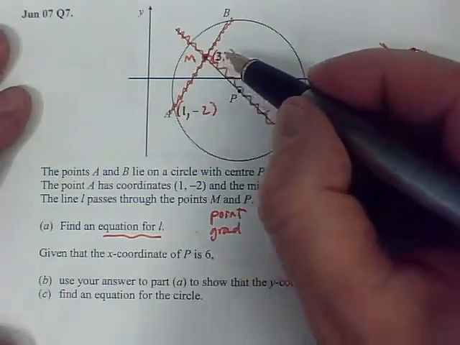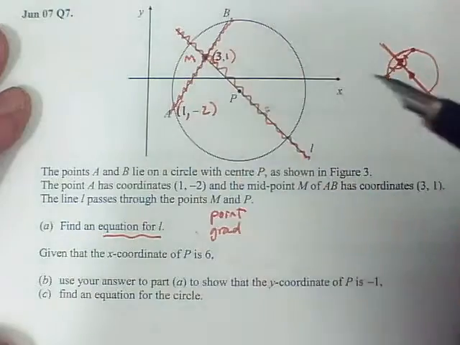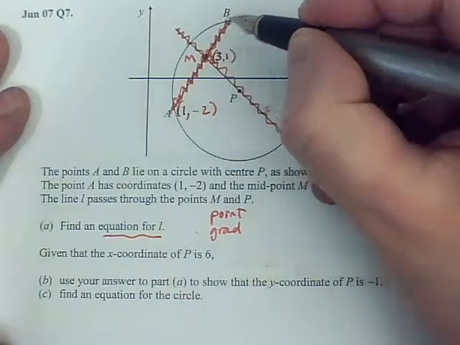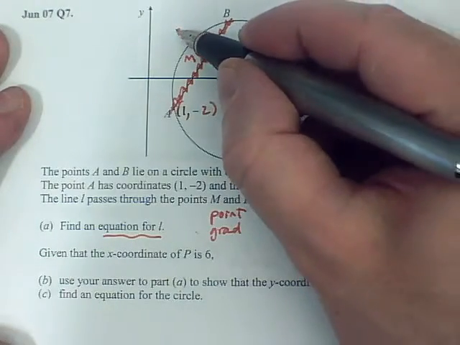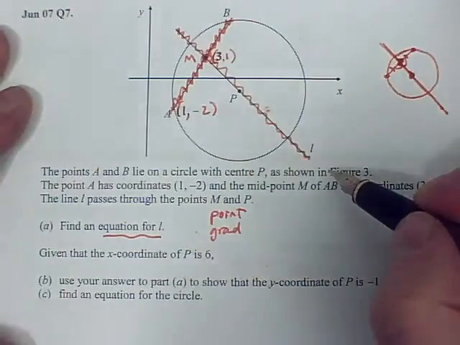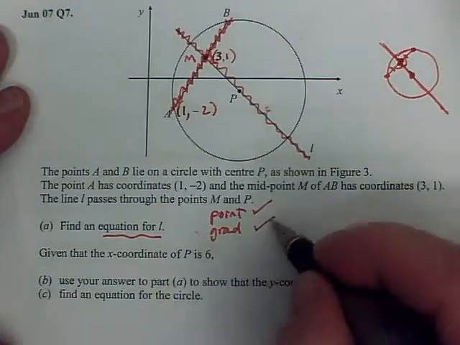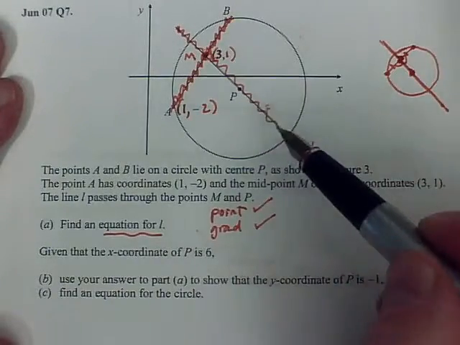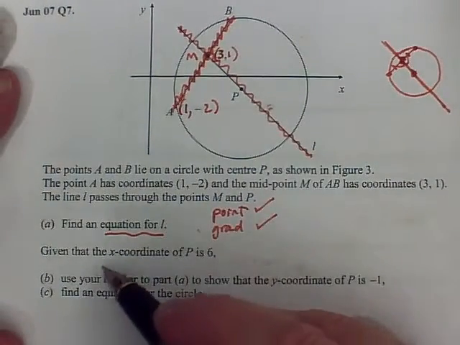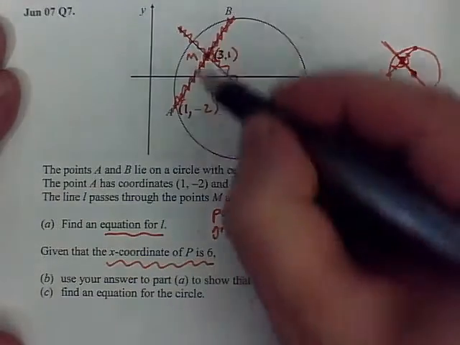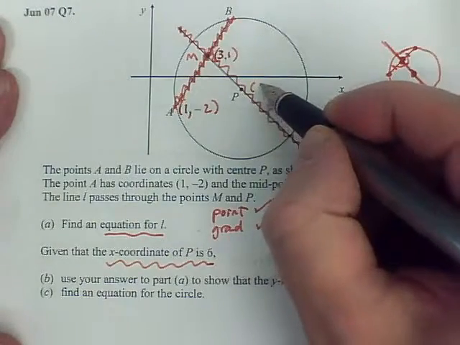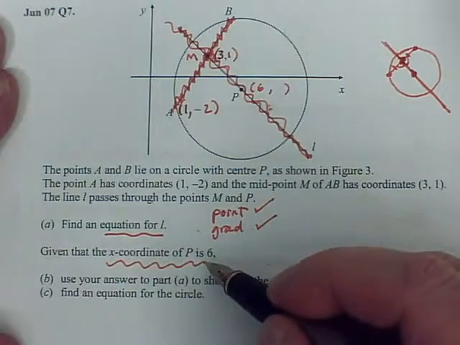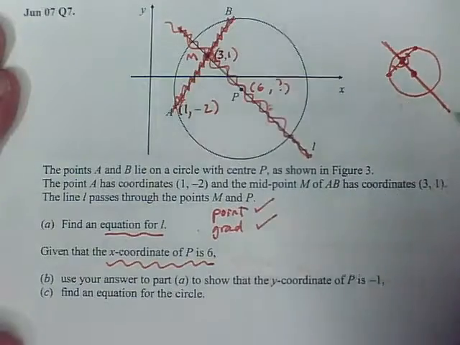If you read the words and think about where M really is in relation to A and B, you can see the gradient you can find here is at right angles to the gradient you want, which is the gradient of the line L. So we've got a point and a gradient, and that will give us our equation for L. Then, given the x-coordinate of P is 6, P is the point with x-coordinate 6 on this line that I've just found the equation of. So I've got an x value to put into that equation, and I'll get the y value out straight away.